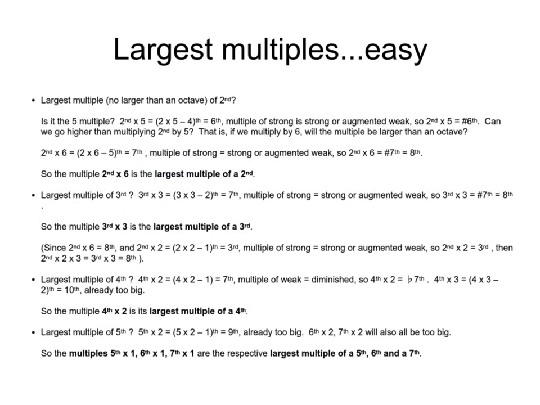And you could also just calculate it from scratch if you don't know it. You can pause the video to see the details of doing that. We basically multiply a given interval till we can't anymore without getting something larger than an octave. Remember, we're only talking about largest multiples for intervals smaller than or equal to an octave. We find that a second times 6 is the largest multiple of a second. Third times 3 is the largest multiple for a third. Fourth times 2 for a fourth. Fifth times 1, sixth times 1, seventh times 1 are the respective largest multiples of a fifth, sixth, and seventh. So they are their own largest multiples.